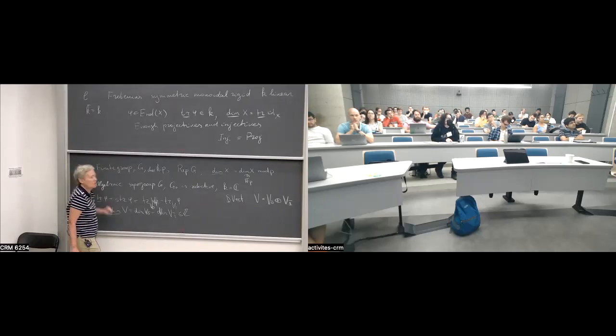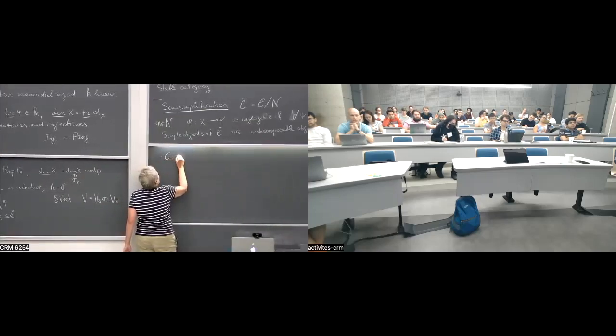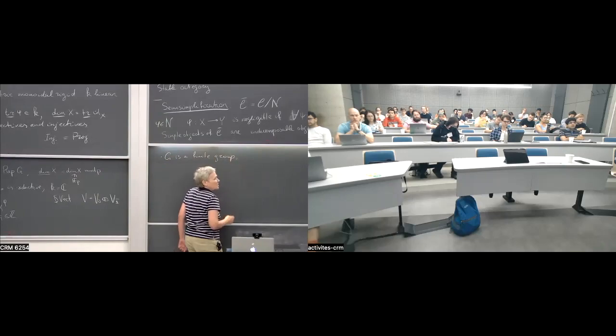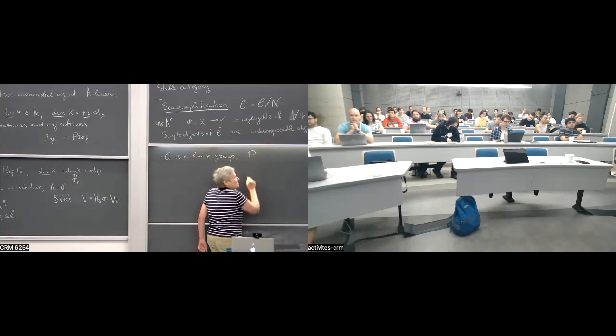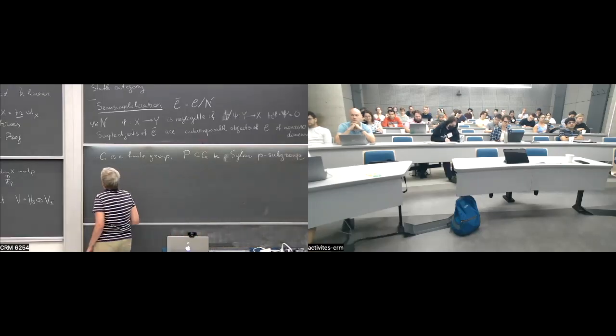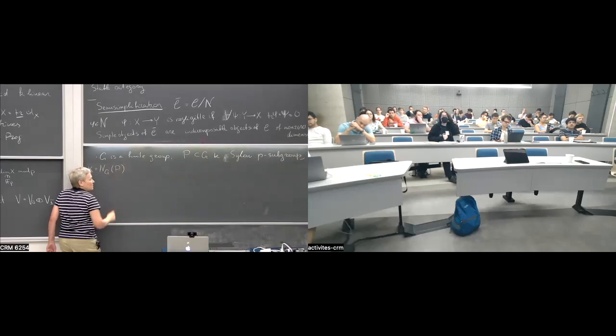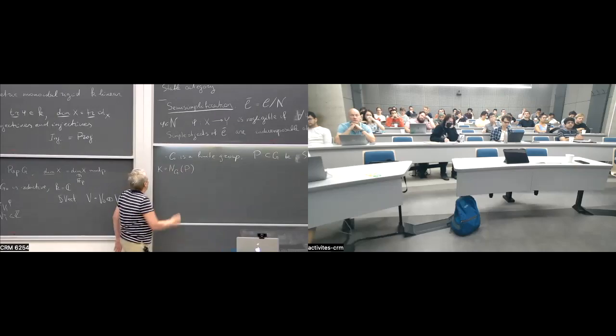So first, let us talk about semi-simplification. Now if G is a finite group, and P is a Sylow subgroup, and I will take a subgroup K, which is a normalizer of P, or actually any bigger subgroup will work as well.